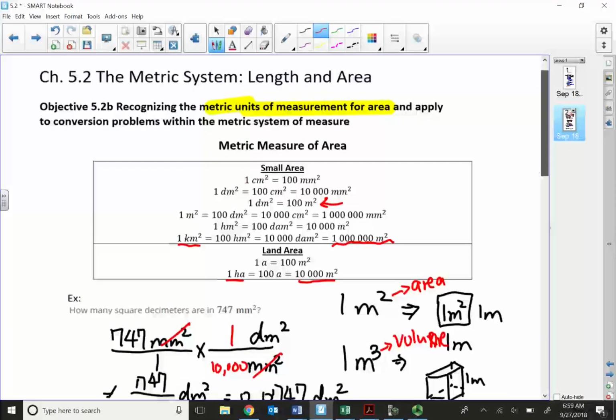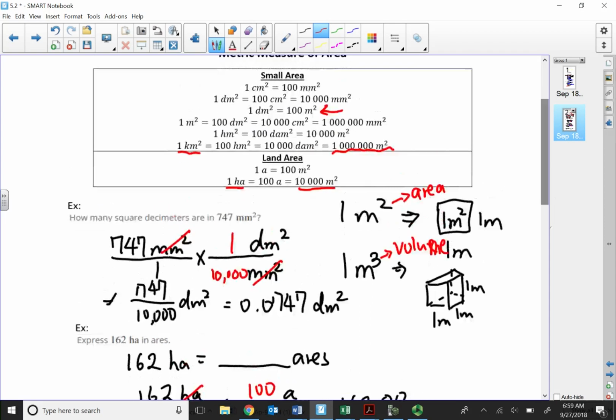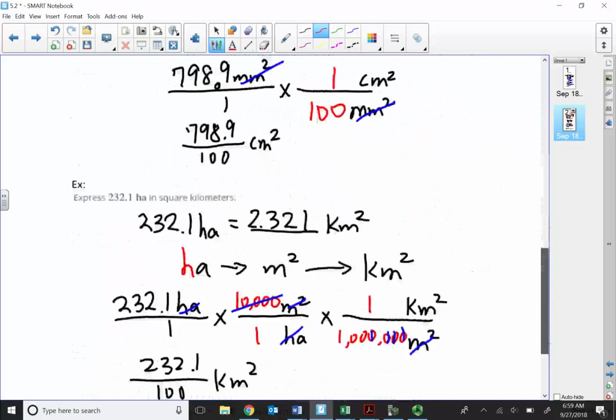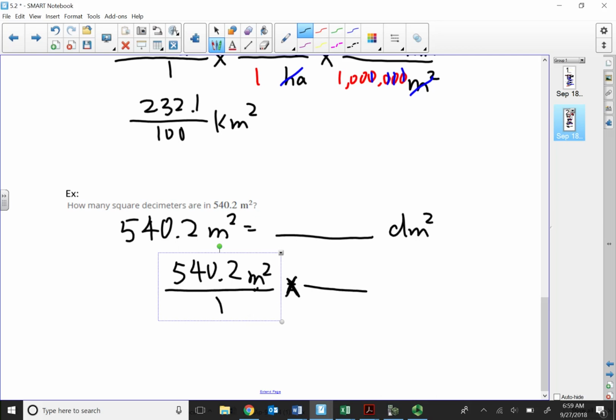Look, when I type this out, I must not have seen that. See right here, 1 square meter is equal to 100 square decimeters. But this part is incorrect. I must have copied it down wrong from the homework, from the problems in the learning house. So 540.2 over 1 square meter, times, put my square meter down here, put my square decimeter up here, and the ratio is actually 1 square meter for 100.